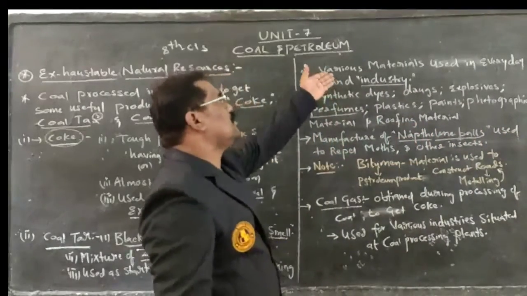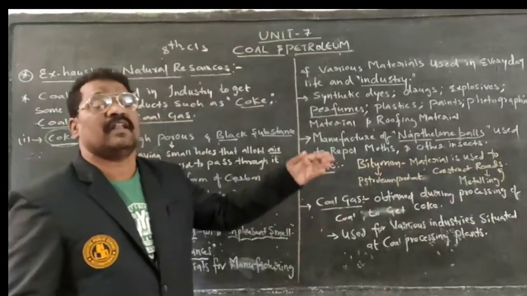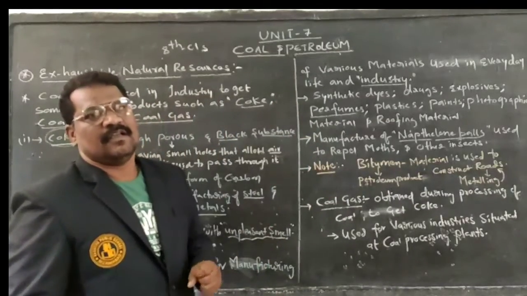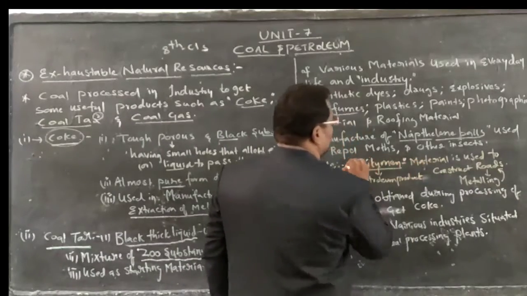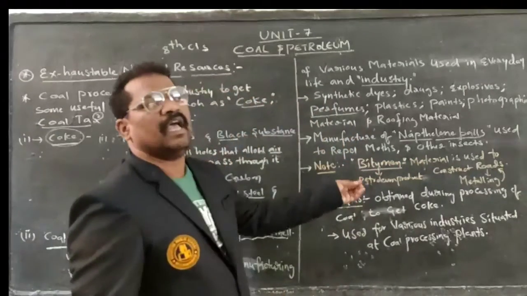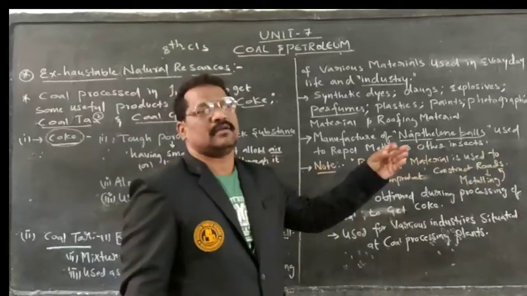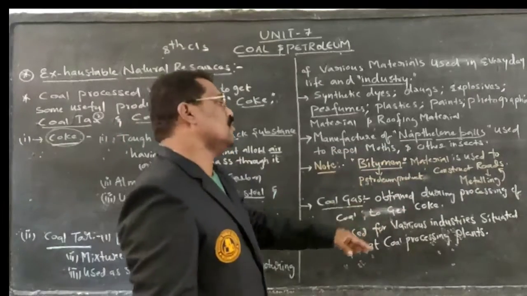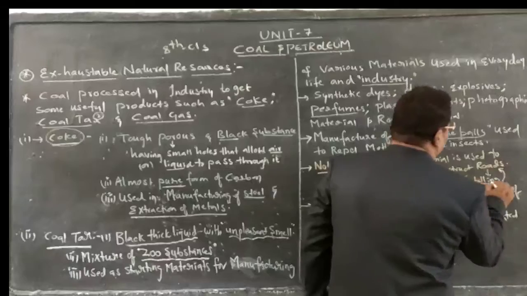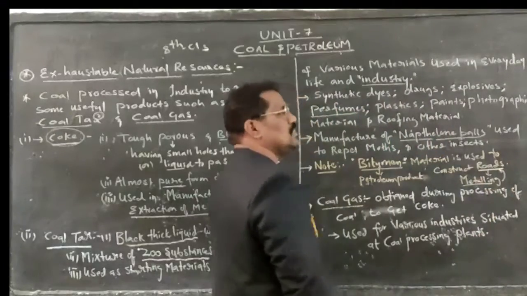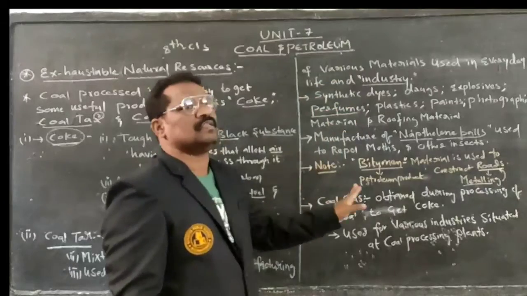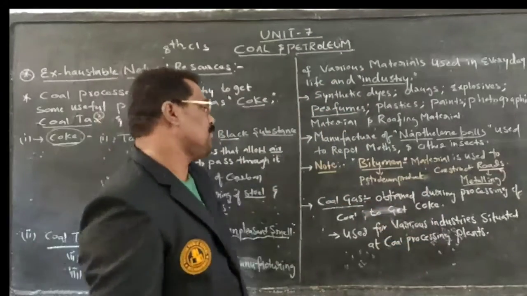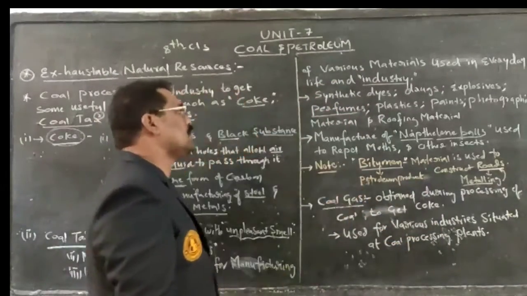In metalling roads this coal tar was also used, whereas nowadays they use a material called bitumen, a petroleum product, for constructing roads. But in those days they used coal tar for construction of roads. That is regarding coal tar.